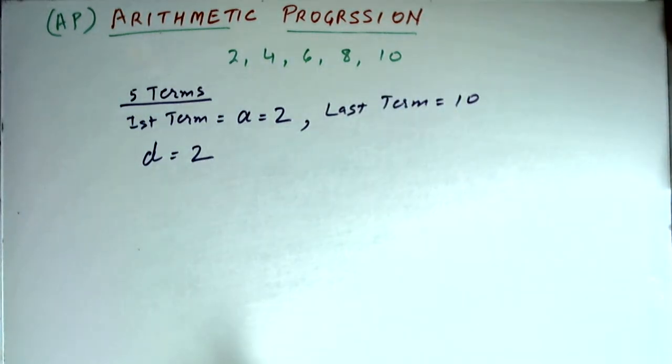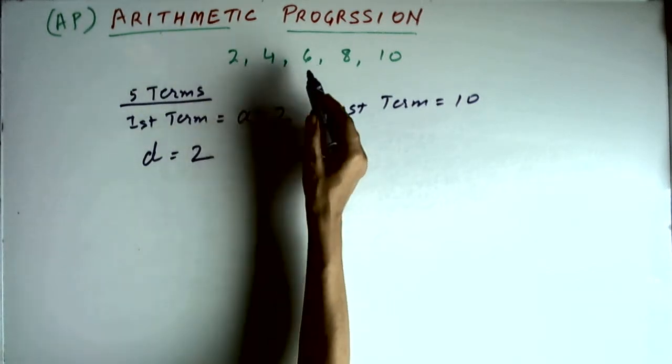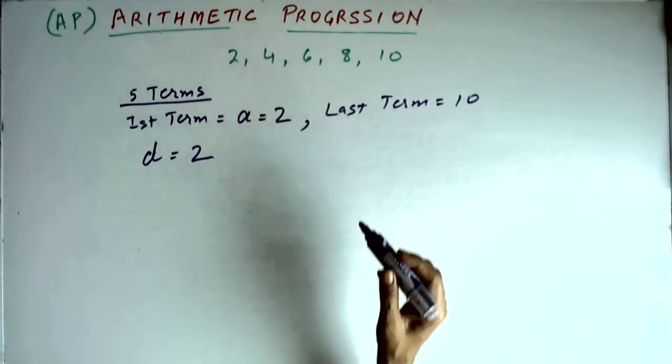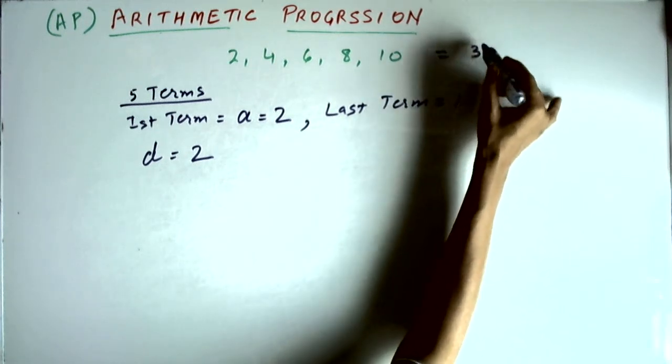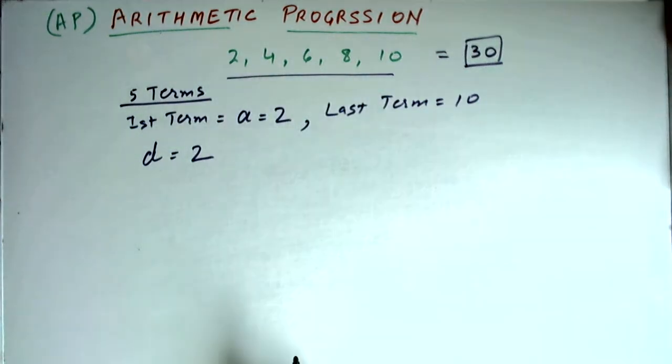Now if we add up these 5 terms, 2 plus 4 is 6, and then we add another 6 which makes it 12, and then 12 plus 8 is 20, and 20 plus 10 is equal to 30. So the sum of all the 5 terms is 30. Because there were only 5 terms, we could add and find the sum easily. But suppose there are 100 terms, then it will become very tedious for us.